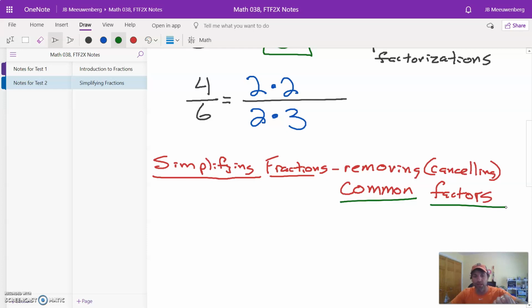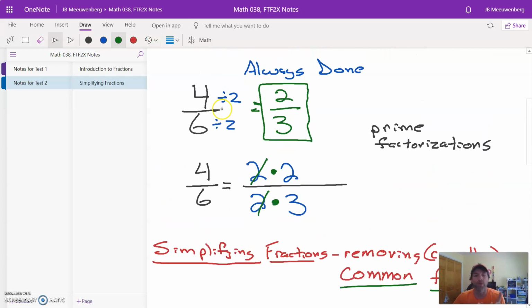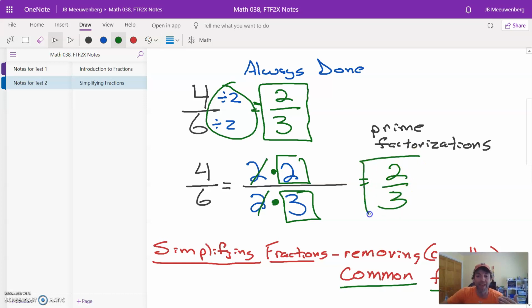Factors are things that are being multiplied. See this? Multiplication, multiplication. As long as things are being multiplied, and there's the thing on top and the thing on the bottom that match up, we can cancel them. And it's doing the same thing that we did here, dividing by 2. And what's left over, the 2 over the 3, as long as those can't be reduced anymore, that's always going to be your reduced fraction.